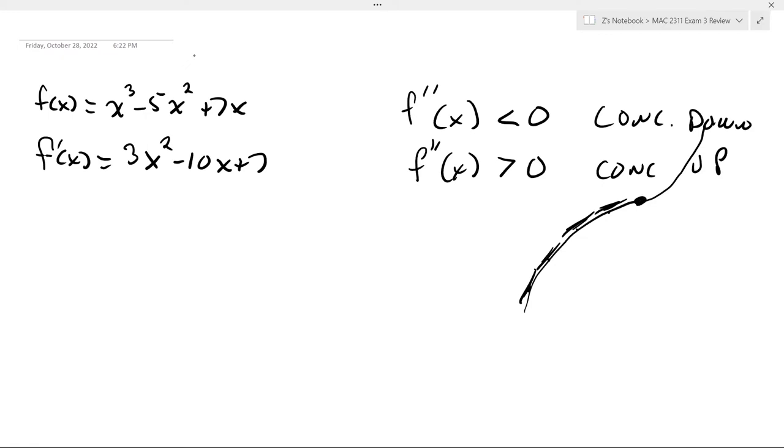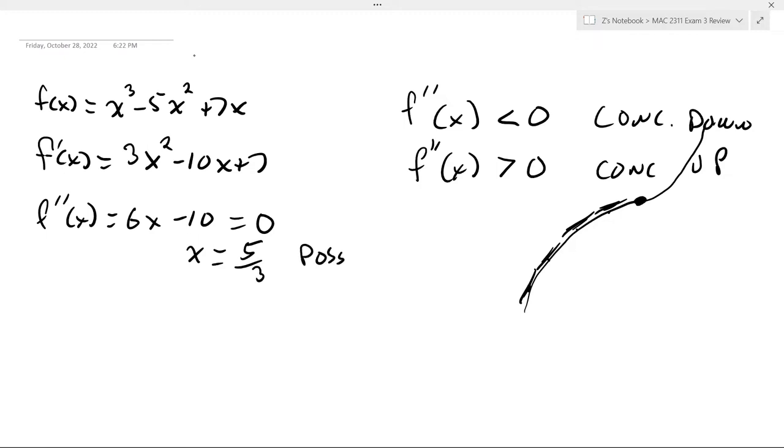And that's the only place that a function can change concavity. We call that a point of inflection. That's going to happen at places where the second derivative is equal to 0. So we find the second derivative, which is just the derivative of the first derivative. So we have 6x minus 10. We set that equal to 0, and we add 10, divide by 6, and we have x equals 5/3. There is our possible point of inflection.